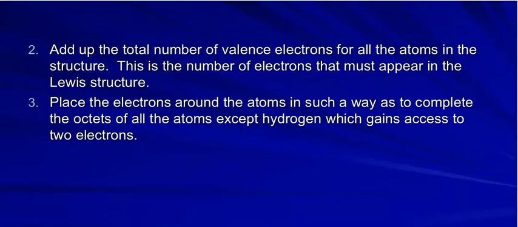You want to add up the total number of valence electrons. That's the number of electrons that must appear. We cannot lose or gain electrons in a Lewis structure. And then we're going to place the electrons around the atoms in such a way as to complete an octet for most of the atoms. And what I do is I start on the outside and work my way towards the middle of these structures.